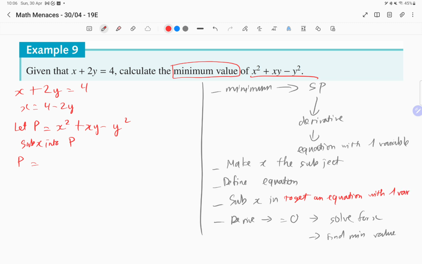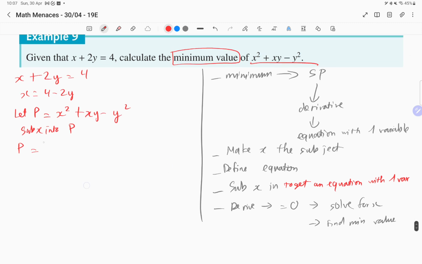Okay? Yeah, we're still trying to form our equation. We don't have our equation with one variable yet, so you can't actually derive it. So we want an equation with just the one variable. Okay, so sub x into p, and then you've got p equals... So we know x is 4 minus 2y, so it's going to be x squared, which is (4 minus 2y) everything squared, and then plus (4 minus 2y) times y, and then minus y squared.